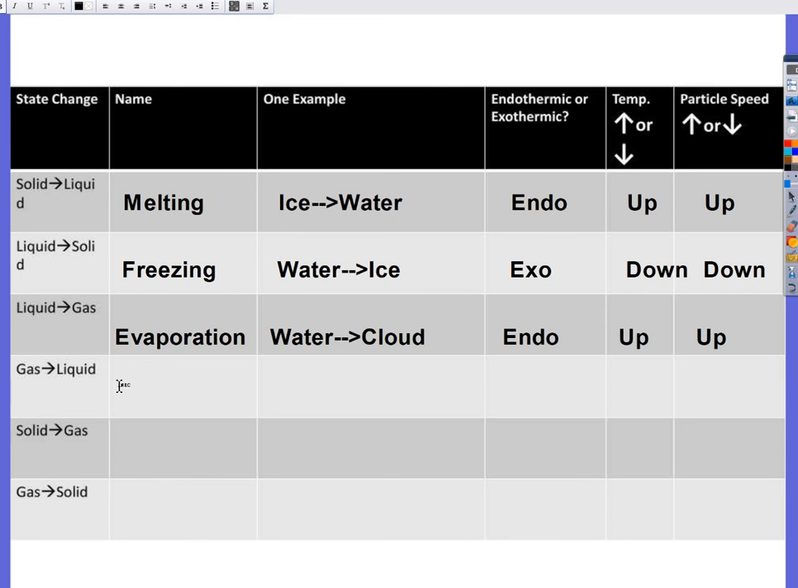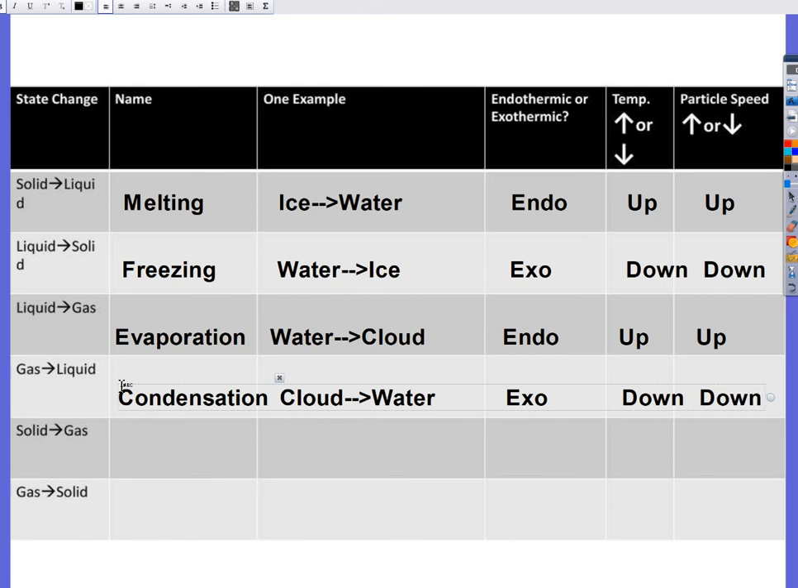Gas to a liquid is the opposite of evaporation, that's condensation. So that'd be like raining, going from a cloud back to water, back to rain. Normally when it rains, it is actually getting colder outside, meaning energy is taken out. It's exothermic. Temperature is going down. Particle speed is going down.